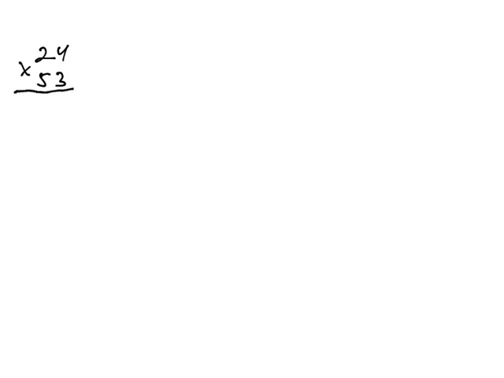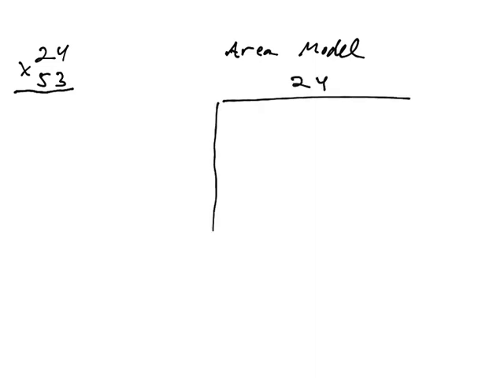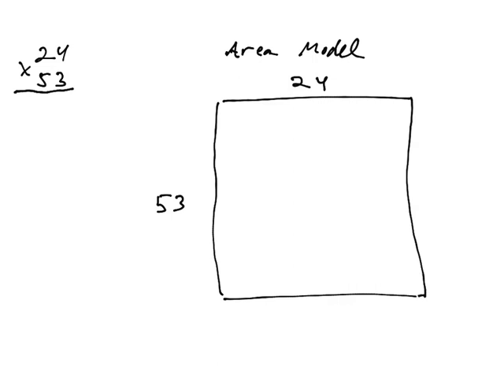Here's 24 times 53 using sort of the old school multiplication process. And I'm going to compare it to a similar way of thinking about it using what's called the area model. In fact, I think I'll show you the area model first. If I were to make a rectangle that was 24 by 53, the area of this rectangle would be the product 24 times 53.